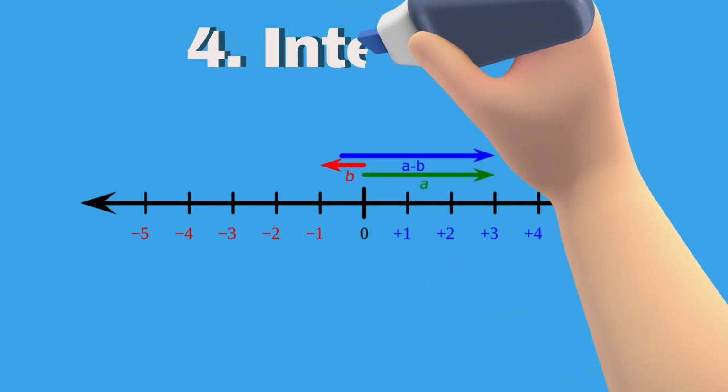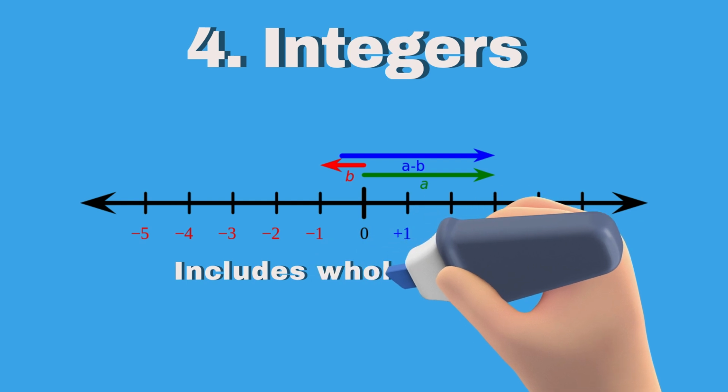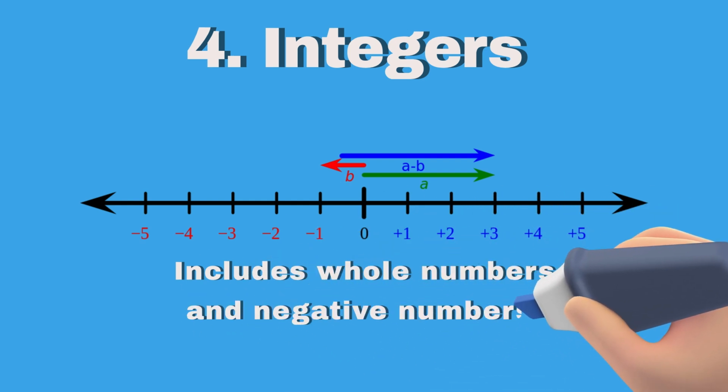Integers extend whole numbers with negative counterparts. Examples include negative 3, 0, 7, and negative 88.